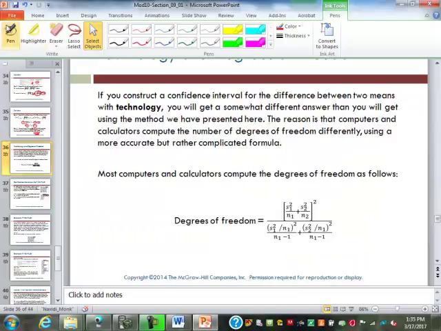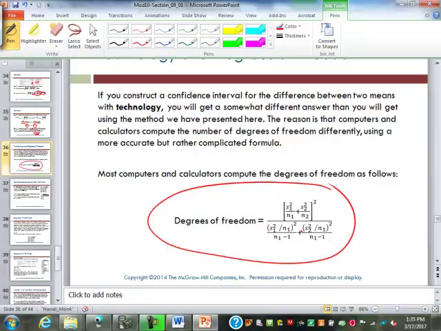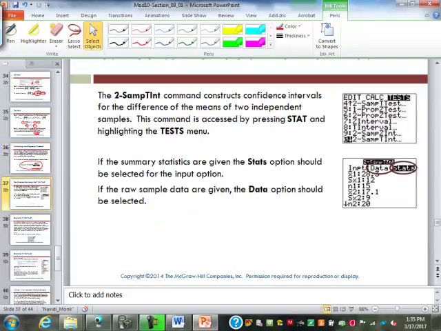The second way of doing degrees of freedom, if you're using the calculator, is what the calculator does. This is what I was talking about before, a degree of freedom calculation. I'm not going to step through it because it is an ugly calculation, and for this course we won't use it. The only way we'll use it is if the calculator is doing it for us. So let's enter this in the calculator.